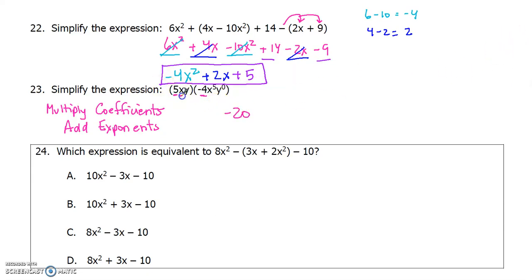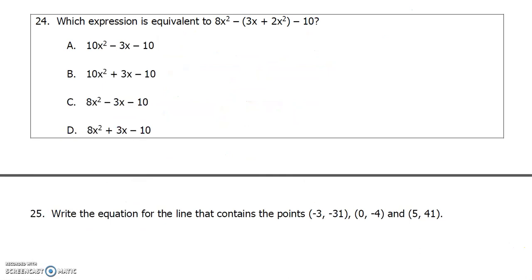I have an x right here, and I have an x right here. So this is an x with an understood 1, and this is x to the 5th power, so 5 plus 1 is 6. And then I have a y to the 1st, and then a y to the 0. Well, 1 plus 0 is just 1, so I'm just going to end up with y to the 1st power, or just y. I don't even need the 1 on there. There's your final answer.